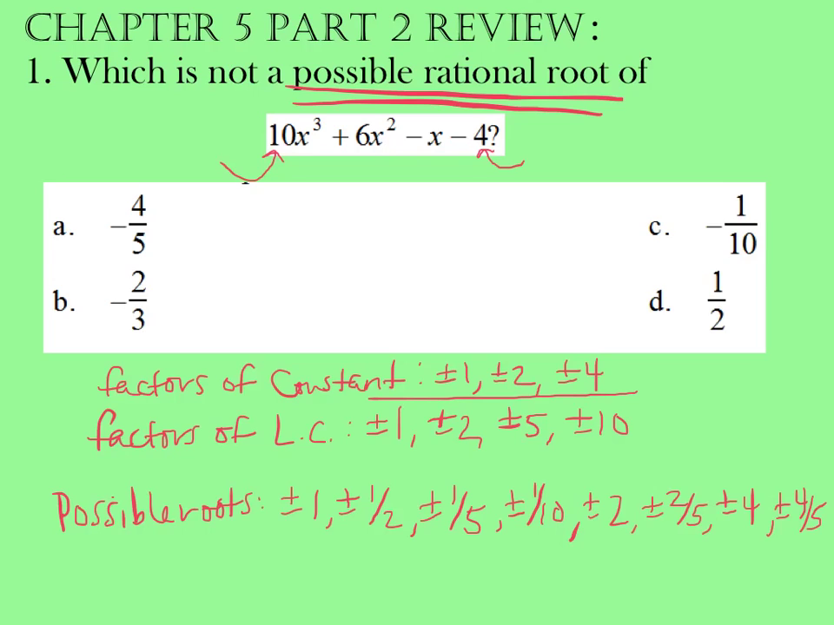Now, because this is multiple choice, it says which one is not a possible root. Well, is negative 4/5 a possible root? Yes, I see it right here, negative 4/5. Is negative 2/3 a possible root? No, because look, I don't have a 3 in my denominator. That's not possible, so B. I think B is my answer, but I should probably check the others just to be safe. Negative 1 over 10, yep, I have that right here. And 1/2, yep, I have that right here. So my answer is B. B is not possible. I do not have a 3 in the denominator.